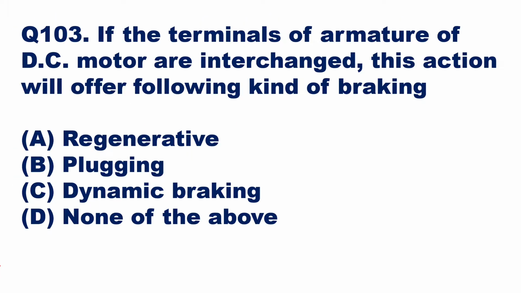If the terminals of armature of DC motors are interchanged, this action will offer the following kind of braking. Option A is regenerative, option B is plugging, option C is dynamic braking, and option D is none of the above.